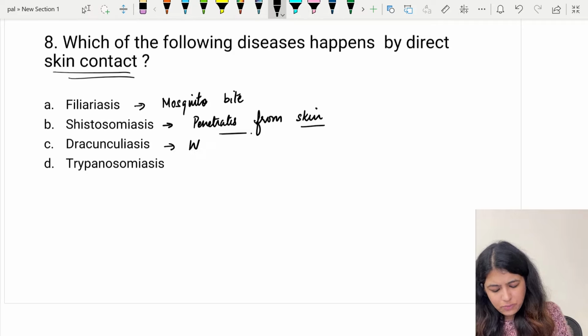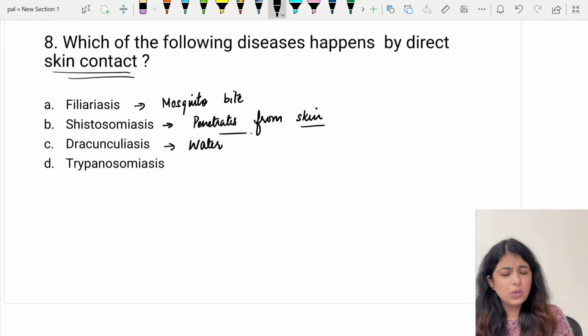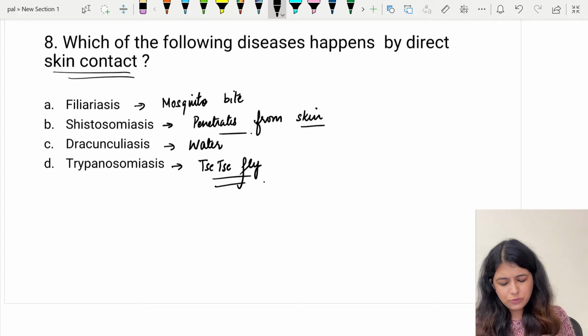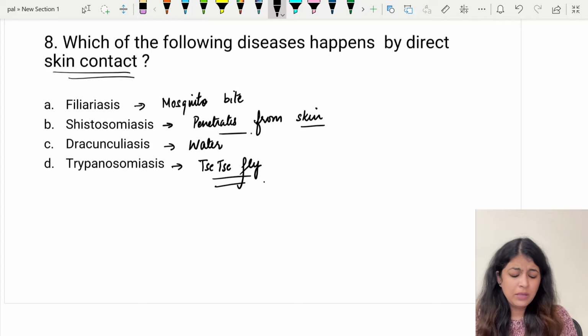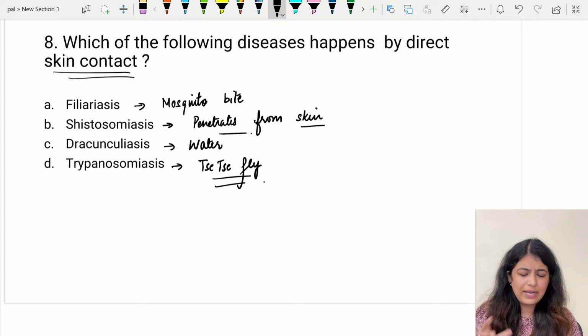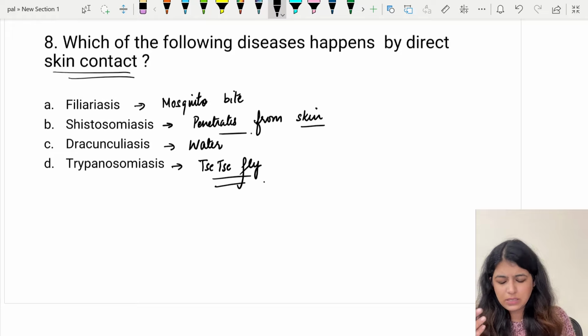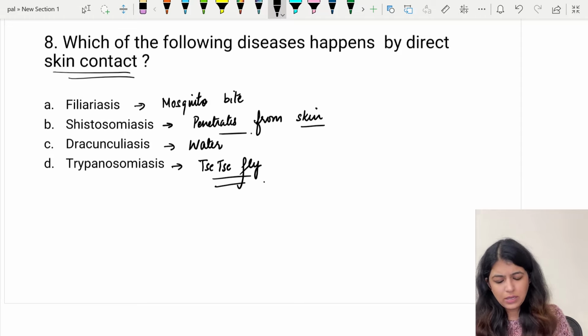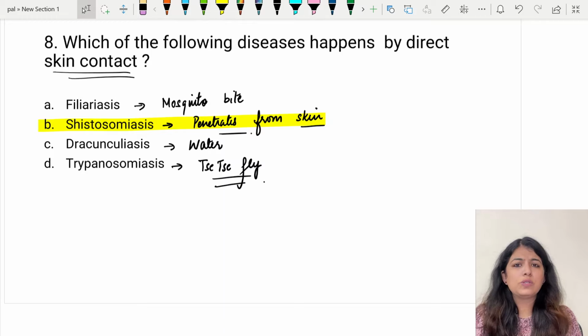Dracunculiasis comes from drinking contaminated water, which is full of the guinea worm larva, and trypanosomiasis comes from the bite of the tsetse fly. So that's African trypanosomiasis from the tsetse fly. So which of these happens by direct skin contact? Actually, direct skin contact is a very variable term. It is not actually spreading from skin to skin. It is spreading from the skin into the body. So the correct answer here is option B, that is schistosomiasis.